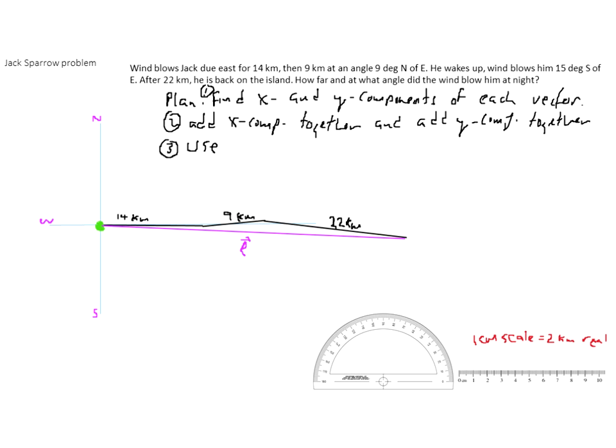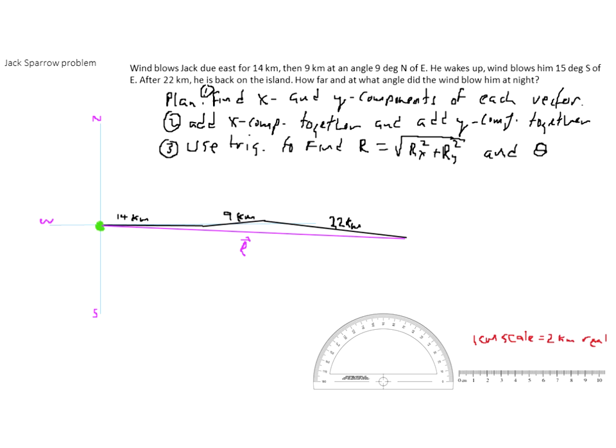And then we'll use trigonometry to find R, because we know R is going to equal the square root of Rx squared plus Ry squared. And then also to find the angle theta. And what this tells us here is it gives us approximately the length.